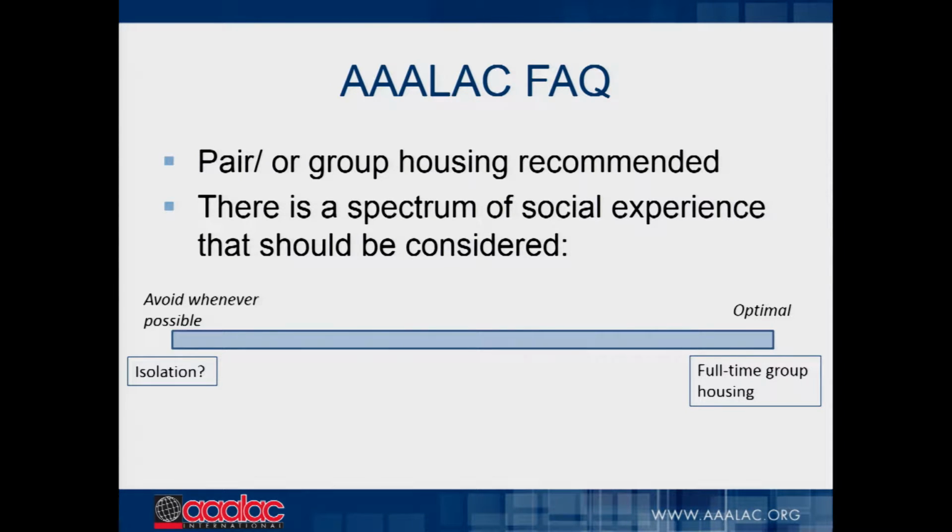Pair or group housing is recommended, and by that we mean 24/7. We agree with Dawn when she said we don't think protected contact is really social housing, and the council debated that, but ultimately landed at the same conclusion. But the FAQ goes on to explain that it's not an all or none question, really. It's not either isolation or full-time social housing. It's a little bit more granular than that. And so a spectrum of activities might be considered.